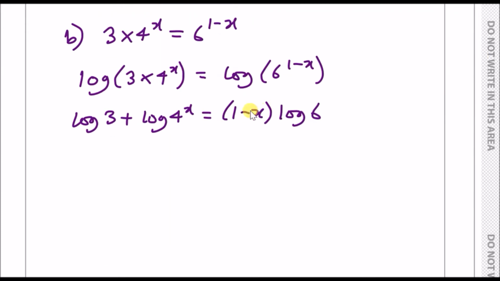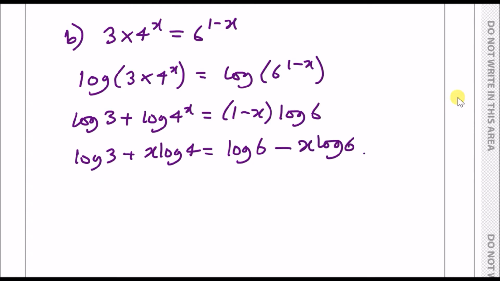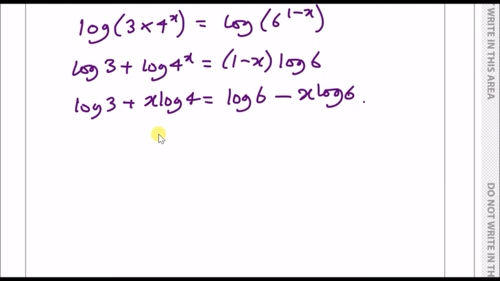And again, repeating on the left side, guys, you got log 3. The log 4 to the x becomes plus x times log 4. And we could just expand the right hand side, yeah? Open the bracket. So you got 1 times log 6 is log 6 minus x times log 6. Okay, so I think we're almost done. Now all you want to do is literally move the x terms to the left and the non-x terms to the right. So I'm going to add x log 6 across and subtract log 3.